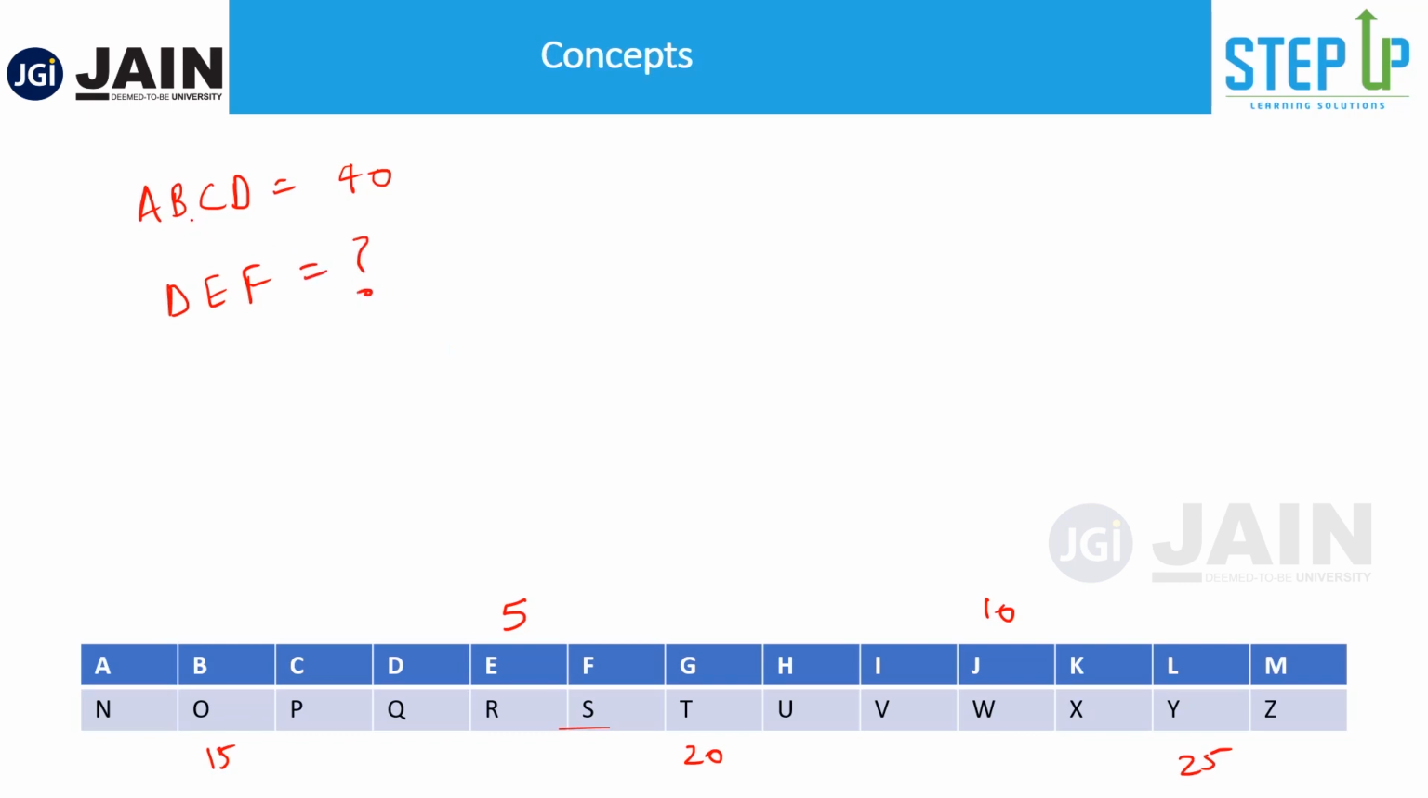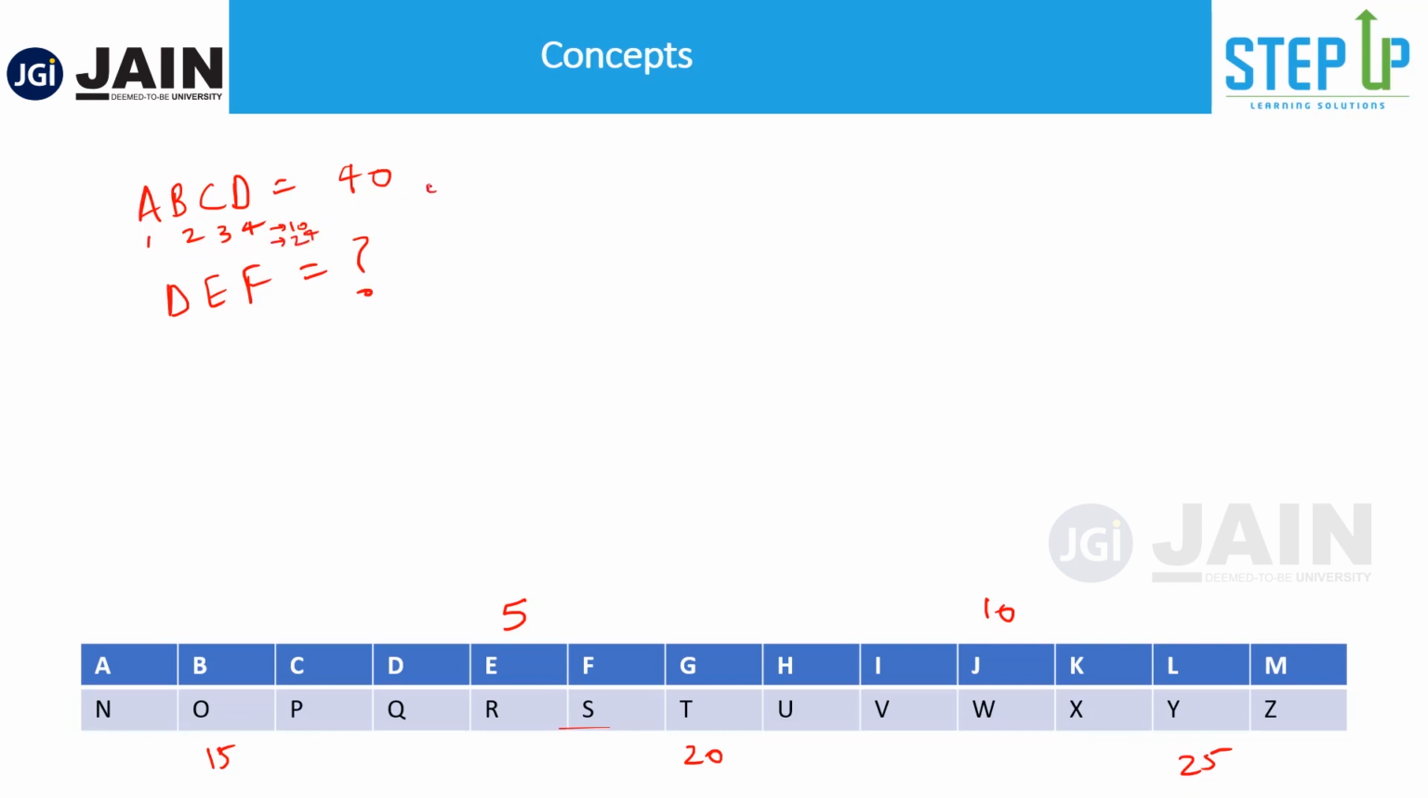So the first step is A, B, C, D. How is this becoming 40? The place value of A is 1, B is 2, C is 3, D is 4. Now how can this become 40? Let's add up the whole thing. 4 plus 3, 7, plus 2, 9, plus 1 is 10. If you multiply 4, 3, 12 into 2, 24, it's becoming 24.